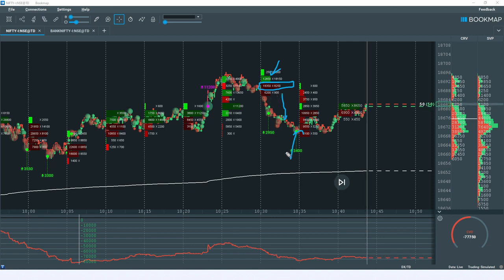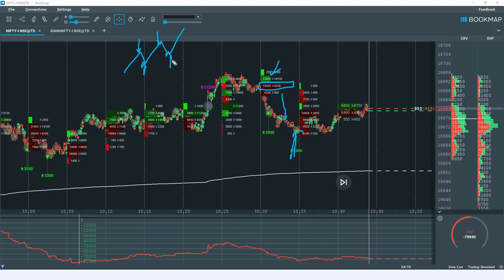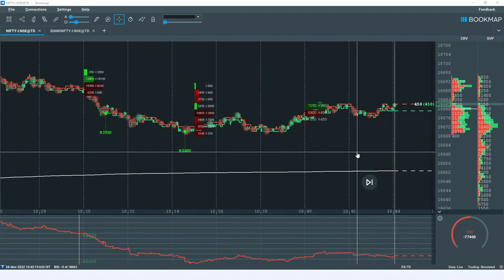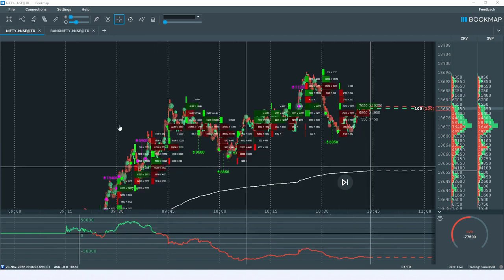And most importantly, the absorption will help us to identify the possible reversals in the structure. For example, let's say the market is moving in the upward direction, so the possibility of us getting the absorptions in these particular key levels is very high. You can clearly notice that if I just zoom out the overall price.